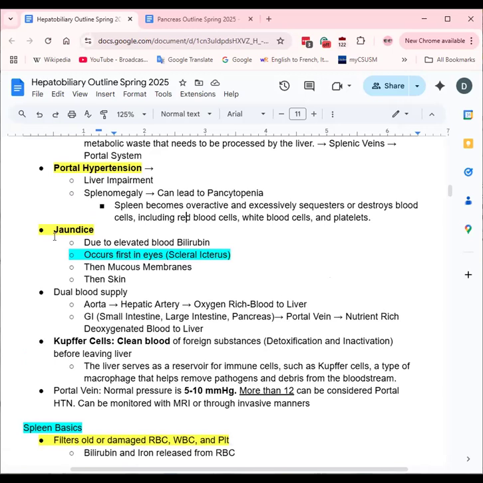So next up is jaundice. So we all know jaundice. We know it's something that we can assess. And it's caused by the buildup of bilirubin. Bilirubin is a yellowish pigment.